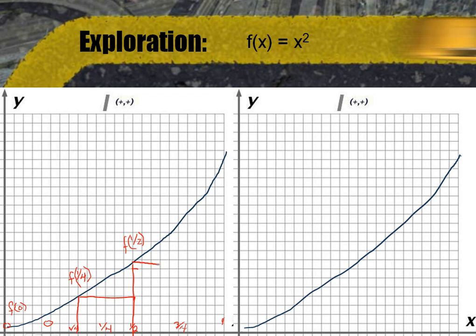again with the consistent width of 1/4. Your next rectangle, f of 3/4, and then done.